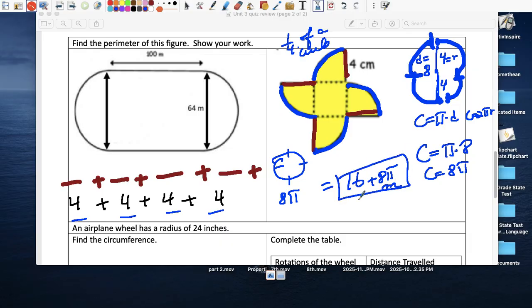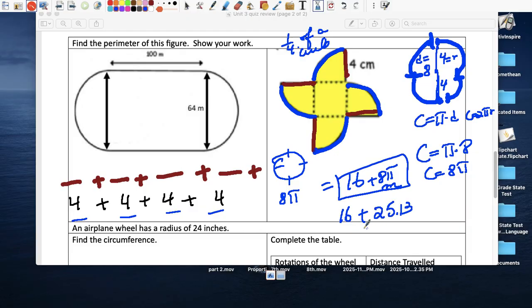Please do not add 16 and 8. You cannot. You're not allowed because they're not like terms. So that's your answer, period. Unless, of course, they say, hey, give me the actual numerical value. Then you keep the 16, take your calculator, multiply 8 times pi, and you're going to get approximately 25.13.